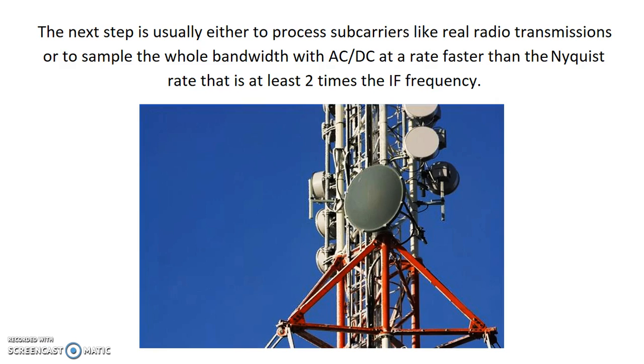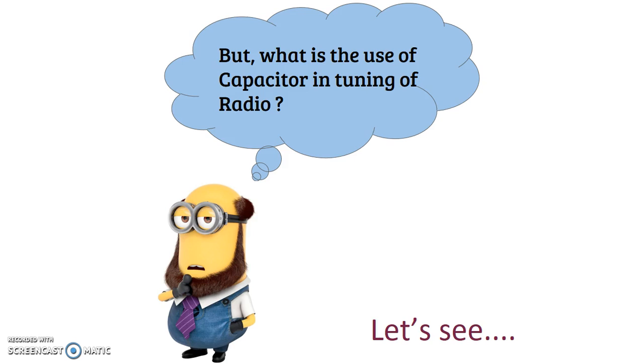The next step is usually either to process subcarriers like real radio transmissions or to sample the whole bandwidth with an ADC at a rate faster than the Nyquist rate, that is at least 2 times the IF frequency.